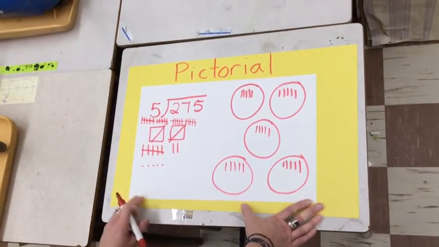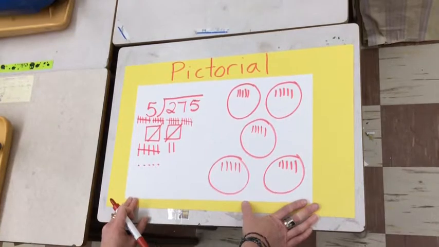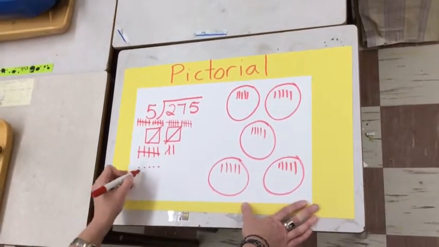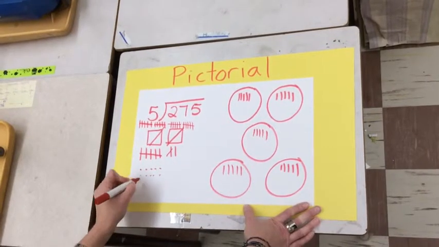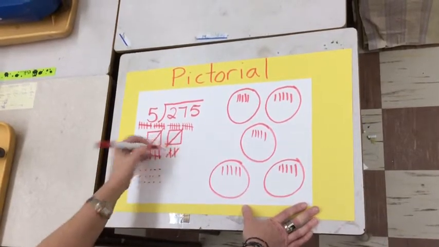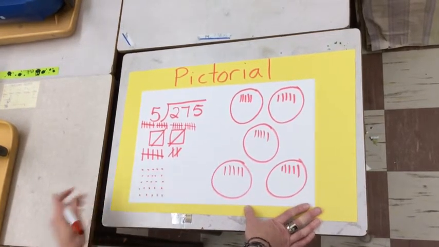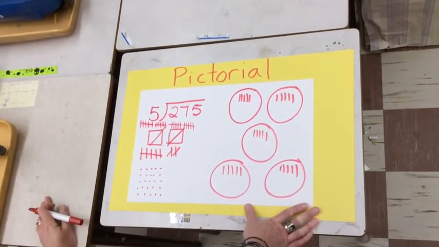Now we know in each of those tens there are 10 ones. So here we go. I'm just going to cross this out and make my 10 ones down here. 1, 2, 3, 4, 5, 6, 7, 8, 9, 10. And for the next one, 1, 2, 3, 4, 5, 6, 7, 8, 9, 10. There we go. So now I've got my tens turned into ones.